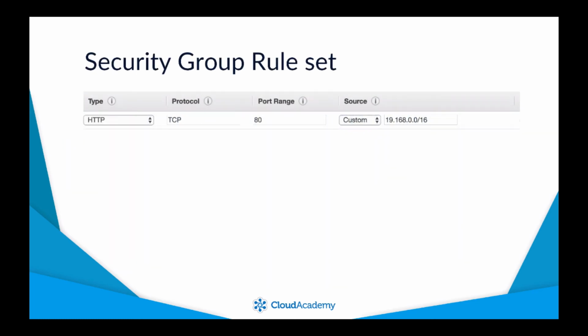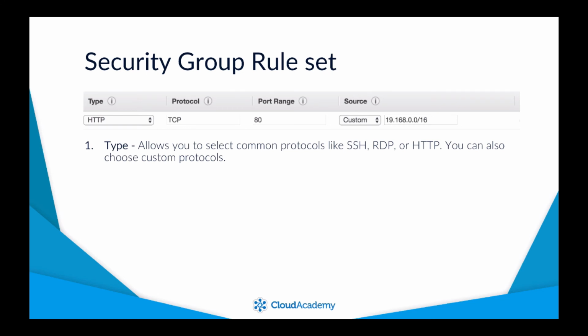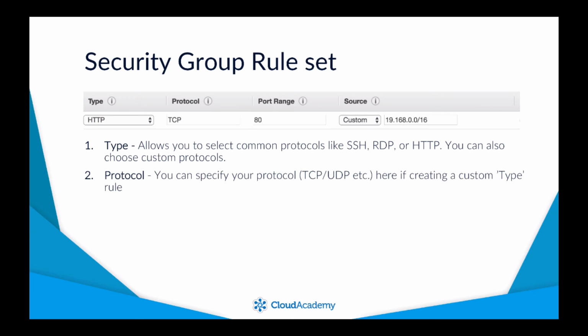Each rule is comprised of 4 fields: type, protocol, port range, and source. Let's take a look. Type. The drop-down list allows you to select common protocols like SSH, RDP, HTTP. You can also choose custom protocols. Protocol. This is typically grayed out, as it's covered by most type choices. However, if you create a custom rule, you can specify your protocol here.